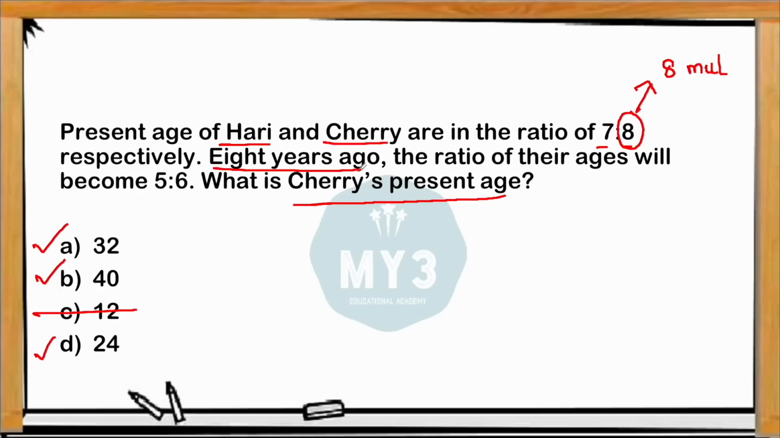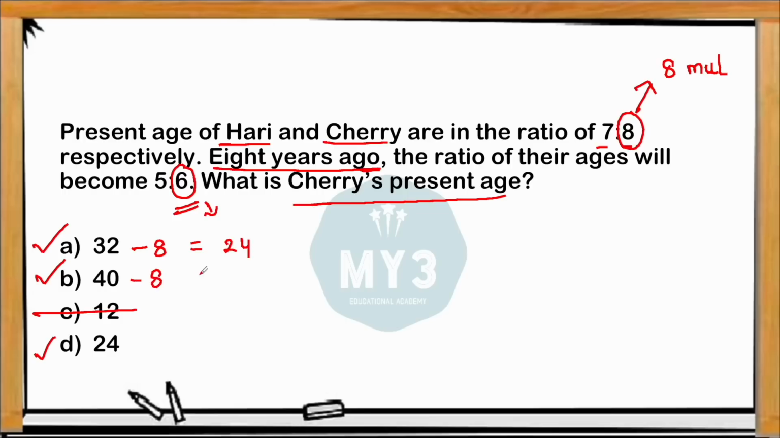8 years ago, the age of the Cherry is a 6 multiplier. So from this present age, what I will do is, I will just subtract 8 because ago indicates minus. If you subtract 8 from the available options, that should become 6 multiplier. So let me check that. 32 minus 8 is going to be 24.